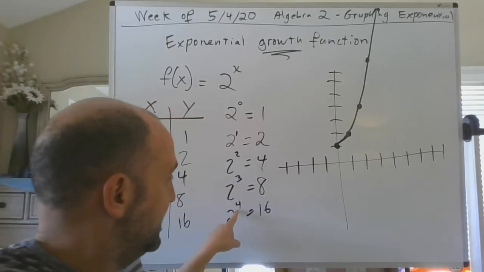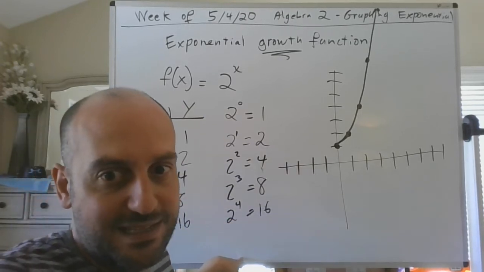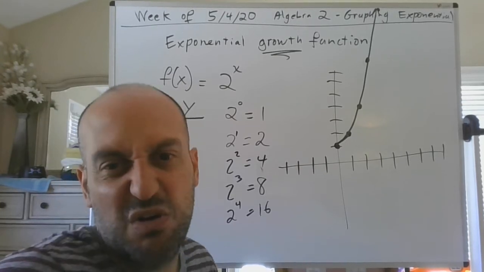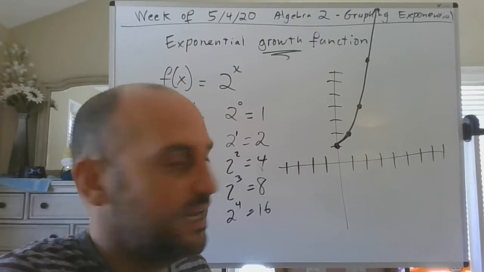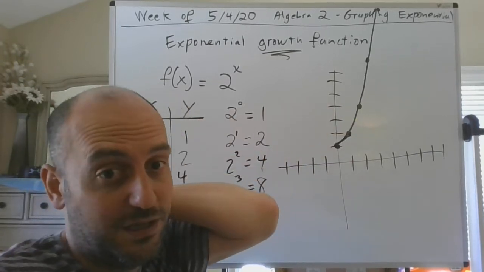So maybe this might represent the number of days. By day 4, we have 16 people. By day 10, we could have thousands and thousands of people. Okay, so it's not like, oh, every day we're getting 2 new cases, or every time it's going up by 2. No, it's going up really, really fast.